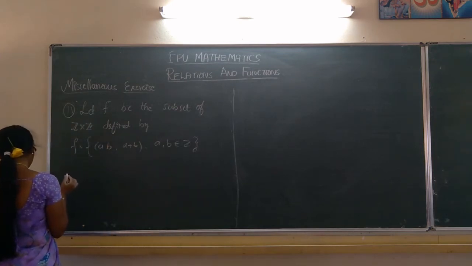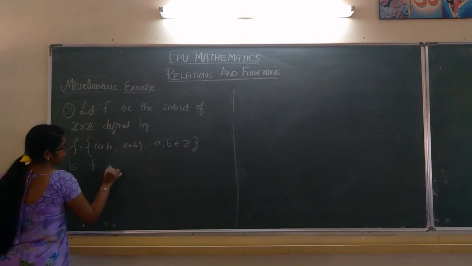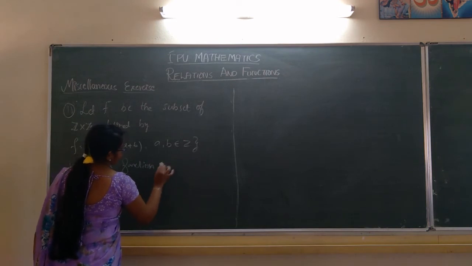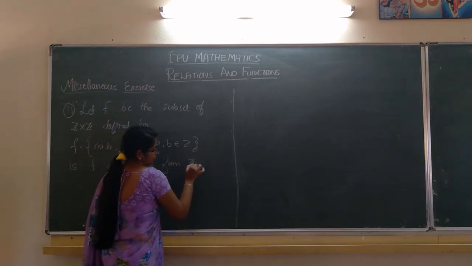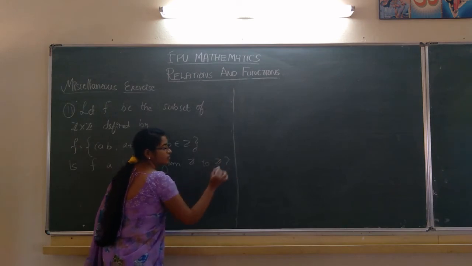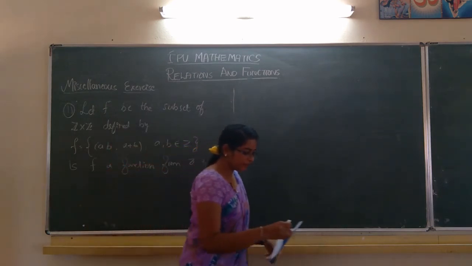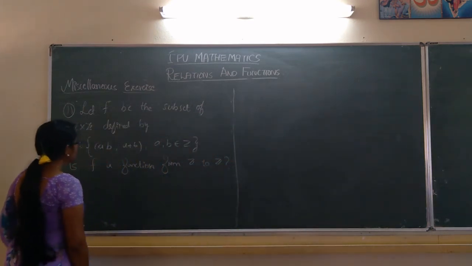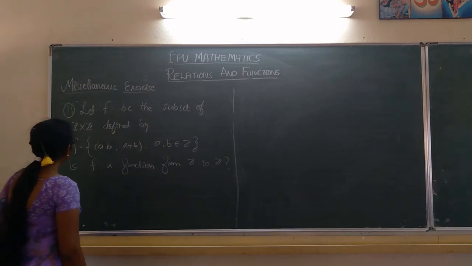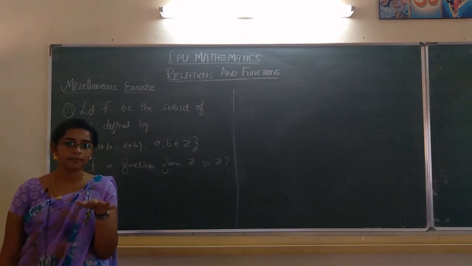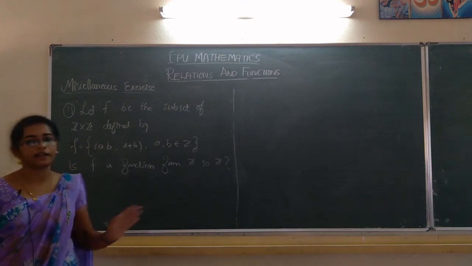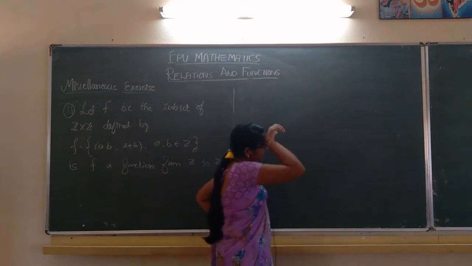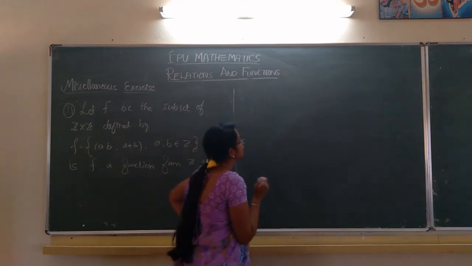Is F a function from Z to Z? Whether it is a function, justify. That is the question here. See, look at this. They have given the relation to be the set of all ordered pairs (ab, a plus b), where a and b are integers. Let's try with a trial and see whether it is a function.